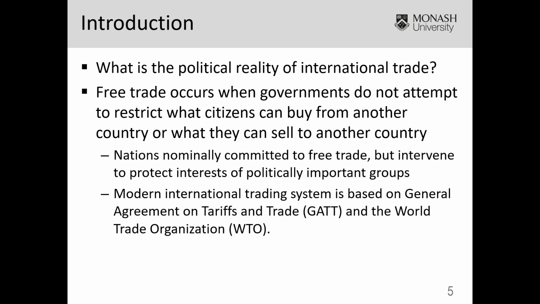So most nations, as I said, nominally commit to free trade, but they intervene to protect important interest groups. The modern international trading system is based on the General Agreement on Tariffs and Trade and the World Trade Organization, which is also railed against by Donald Trump and others.